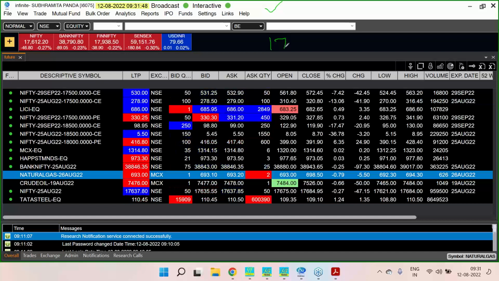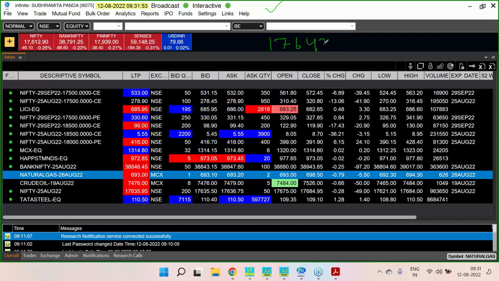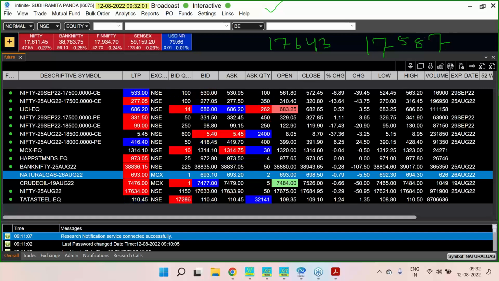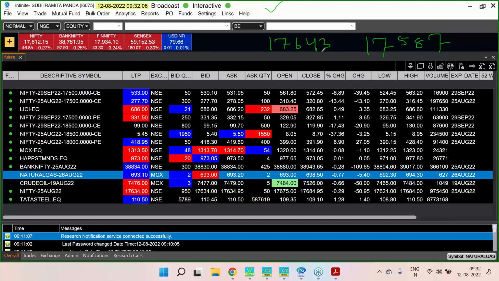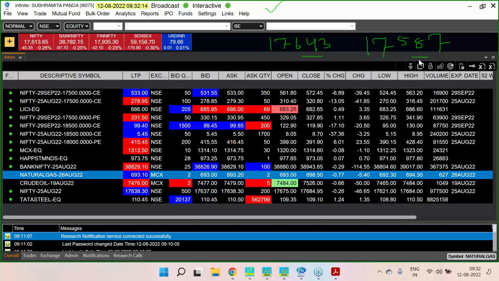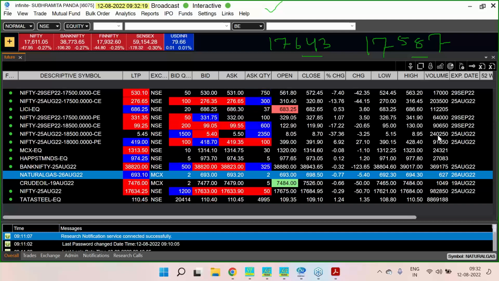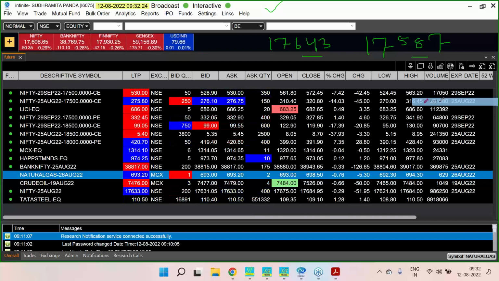Only when the Nifty spot is above 17,643 should the call be bought, and below 17,587 the put should be bought. We have given you suggested strikes, but you can trade any strike of your choice. But these 2 Nifty spot prices need to be kept in mind before you initiate the trade. This is how you should do option intraday trading, and definitely you will benefit. Keep these two levels in mind and do the option trades accordingly.